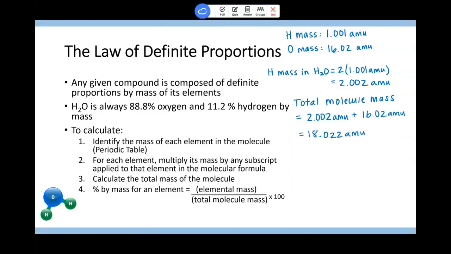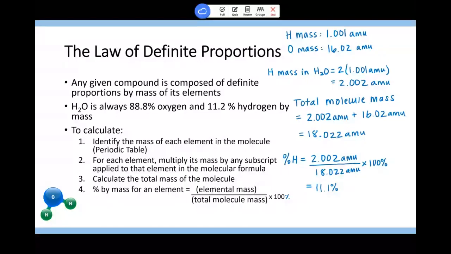To find the percent by mass for each element, we do the elemental mass divided by total molecule mass. So percent hydrogen, there's 2 hydrogens, so we use 2.002 divided by molecule mass times 100%. When I did this earlier, I got 11.1%, which is 1% off from what's provided. It's probably a result of different sig figs being used throughout the equation. You can follow the same process, do 16.02 divided by 18.022 times 100%, and you should get 88.8 or 9% oxygen. No matter how much water you have, 11.8% of that mass is hydrogen atoms.